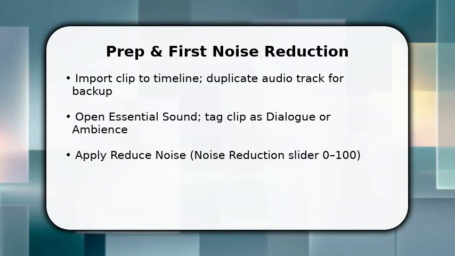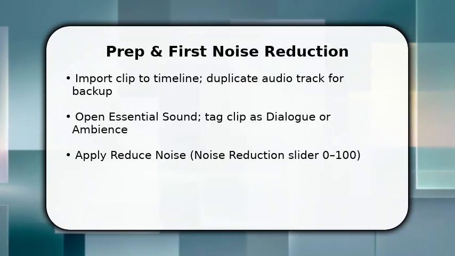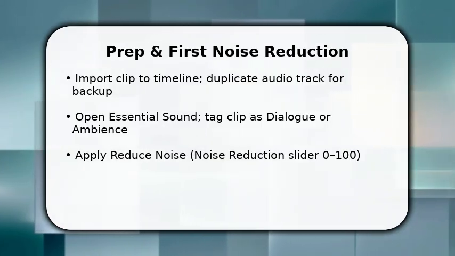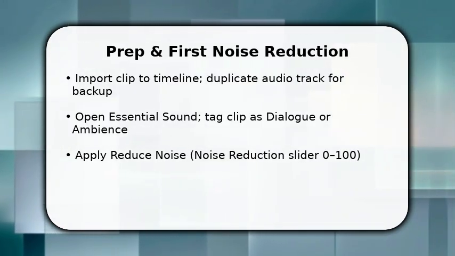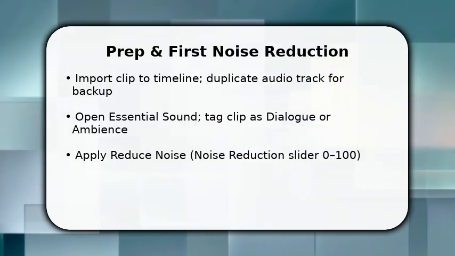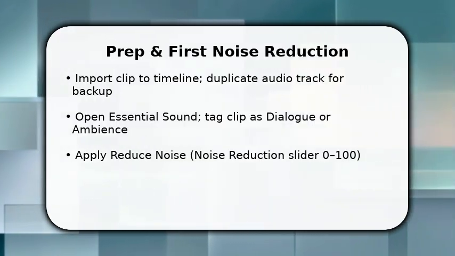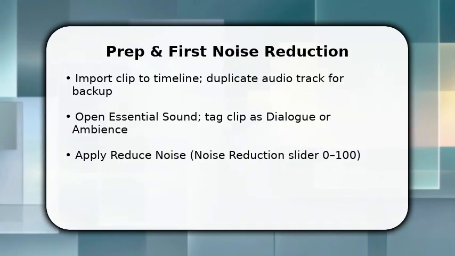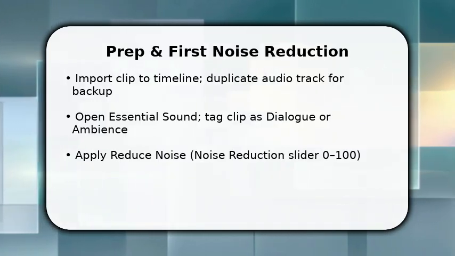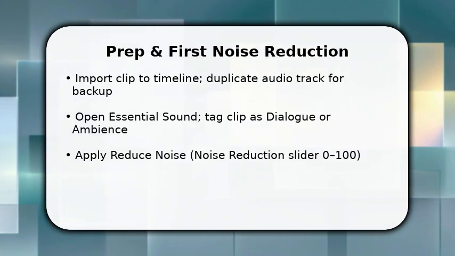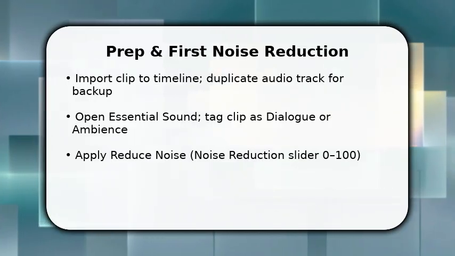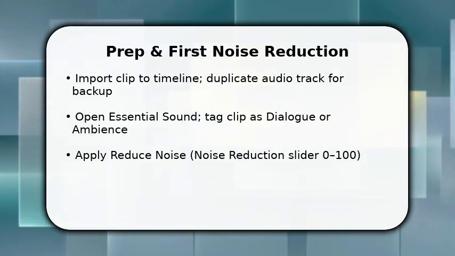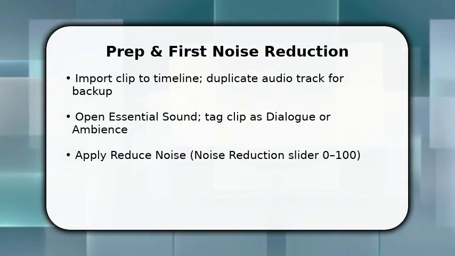You start by duplicating the audio and importing the clip to the timeline so you can always revert. This saves time later. Once done, tag the clip in Essential Sound as dialogue or ambience to access tailored controls. Now apply Reduce Noise and move the noise reduction slider slowly. Listen for artifacts. Make small boosts only. The idea is to remove background without hollowing the voice.